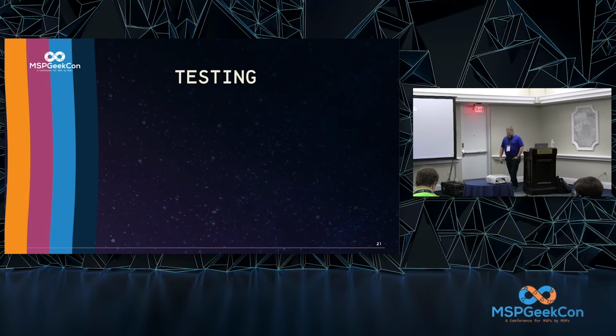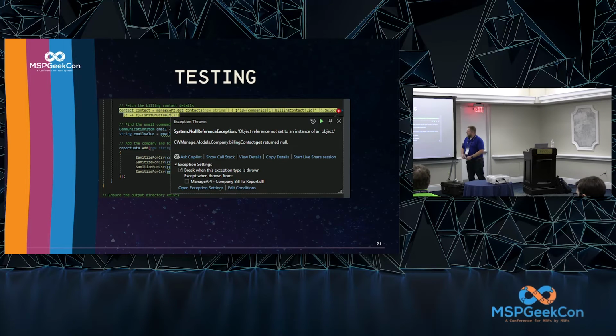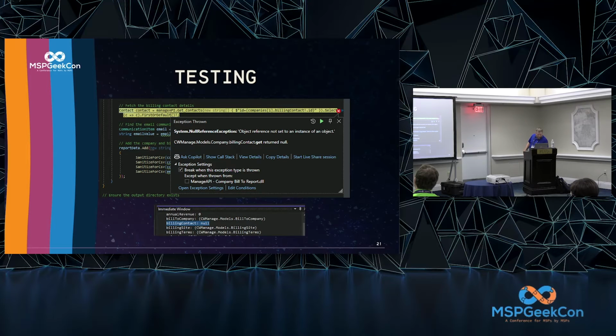So, testing my script that I just wrote. There we go. So we ran it and we came across an error. Trying to identify, inside grabbing the contact from the API, we got a null reference of an object. Our billing contact is null. There's nothing in that field.